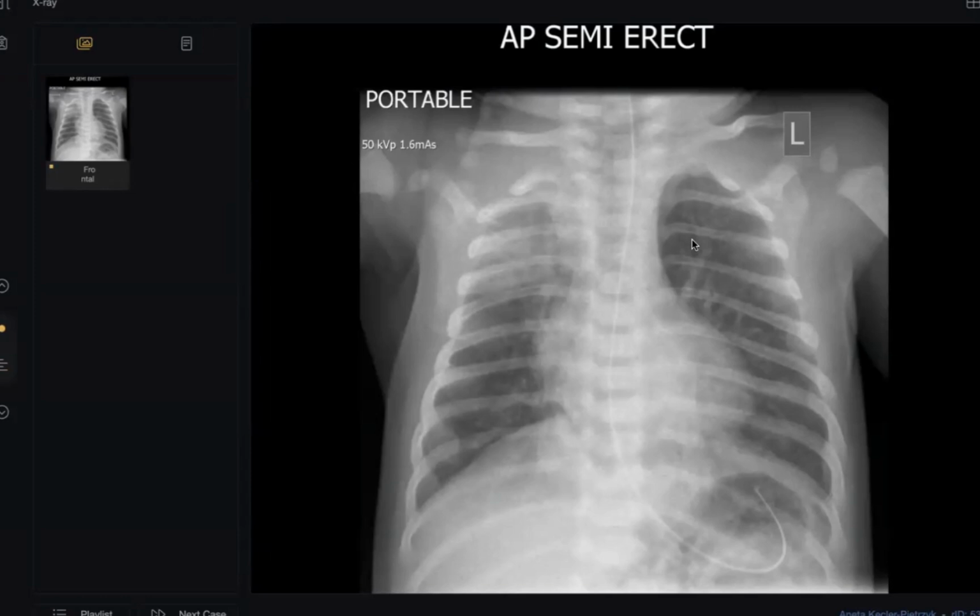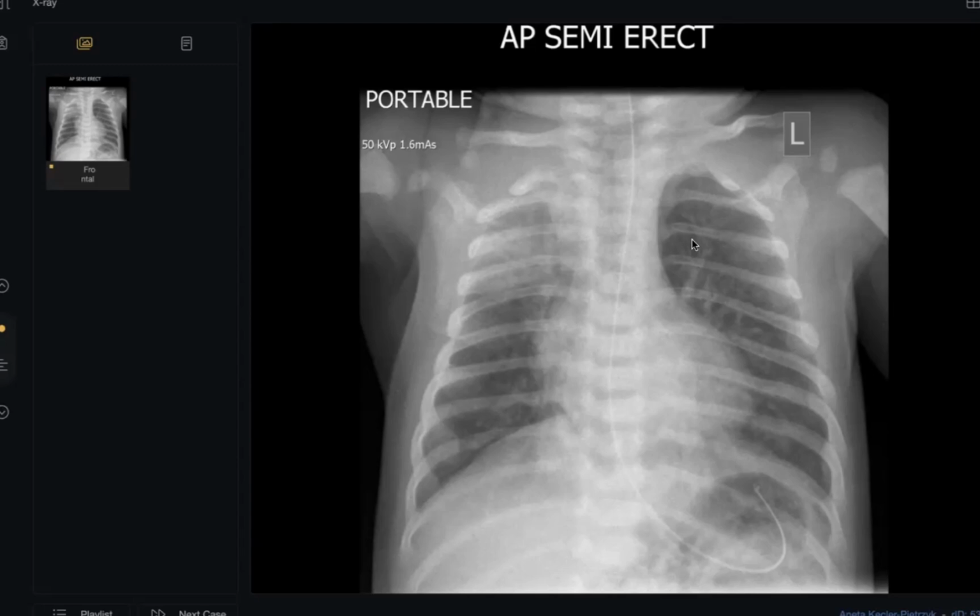Assalamu alaikum. This is a chest X-ray of a one-month-old female baby who has been admitted due to cough. This is a chest X-ray, frontal projection, AP semi-erect view, and it shows airspace shadowing in the right upper lobe. An NG tube is seen in situ with the tip in the stomach.